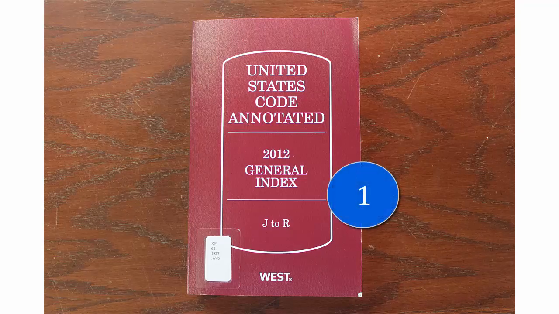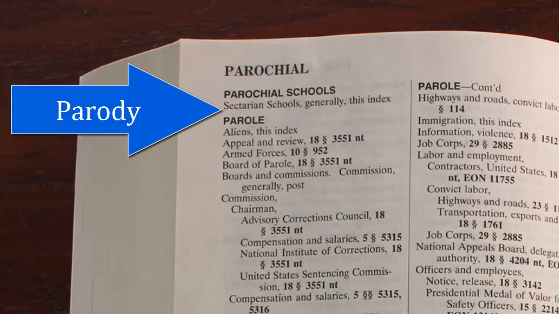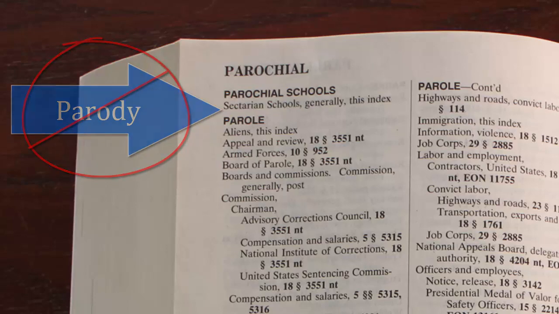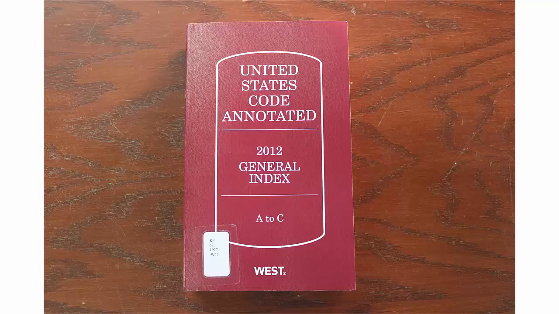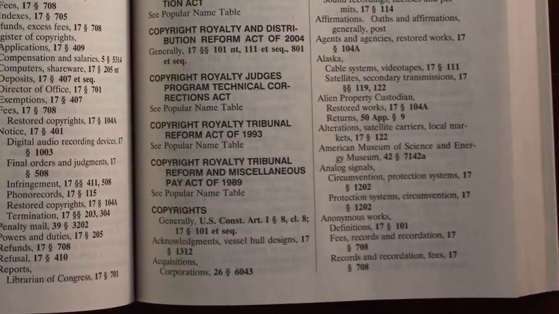I grabbed J to R because I want to go for the bullseye, which is parody. We'll open it up and look in, and as you can see there, parody is not there. It should be after parochial and before parole, but it's not there. So I'm going to grab the other general index, volume A to C, to look up something a little more broad, like copyrights. So we look up copyrights in the general index, and sure enough, there it is.